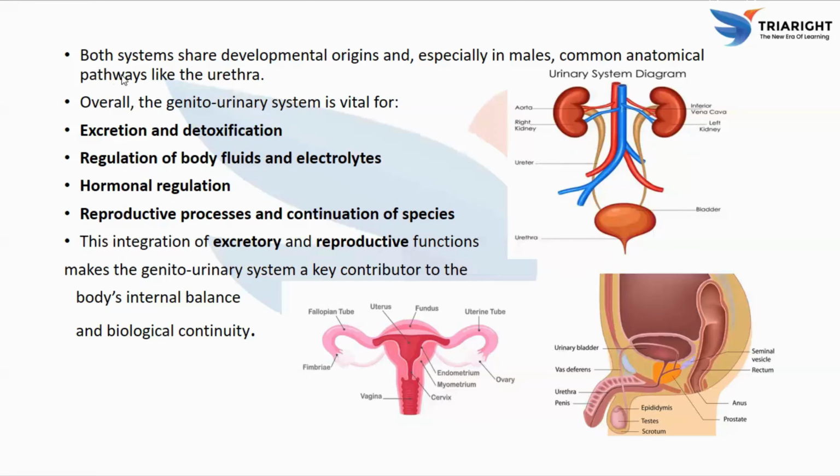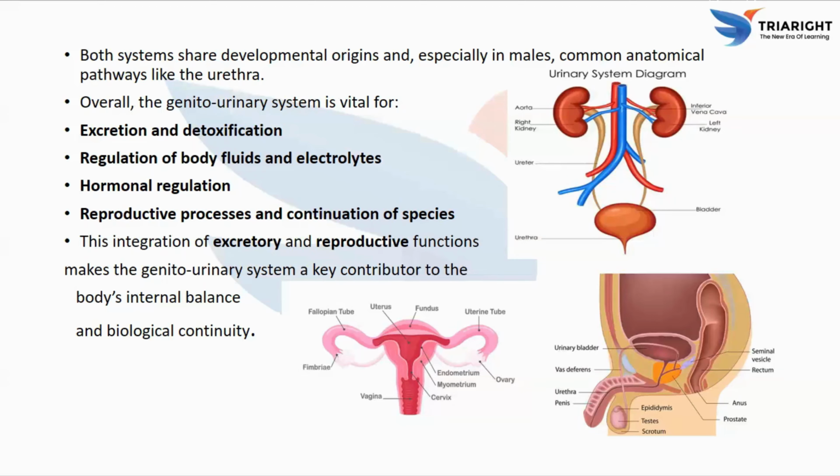So what is the fourth function? Reproductive processes and continuation of the species. This reproductive system ensures the ability to produce offspring. In males, it produces sperm in the testes, and in females, it produces ova in the ovaries. Fertilization leads to pregnancy. The female reproductive system supports fetal development and also childbirth. Without this system, species would not be able to continue from generation to generation.